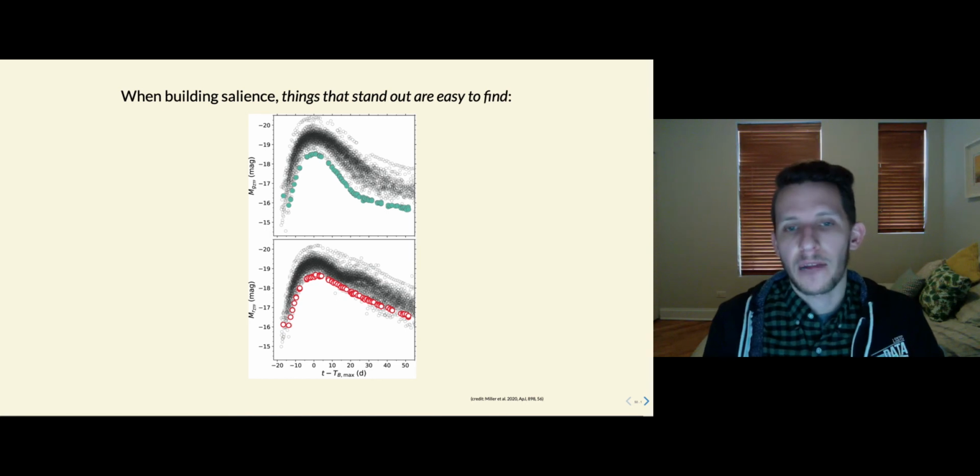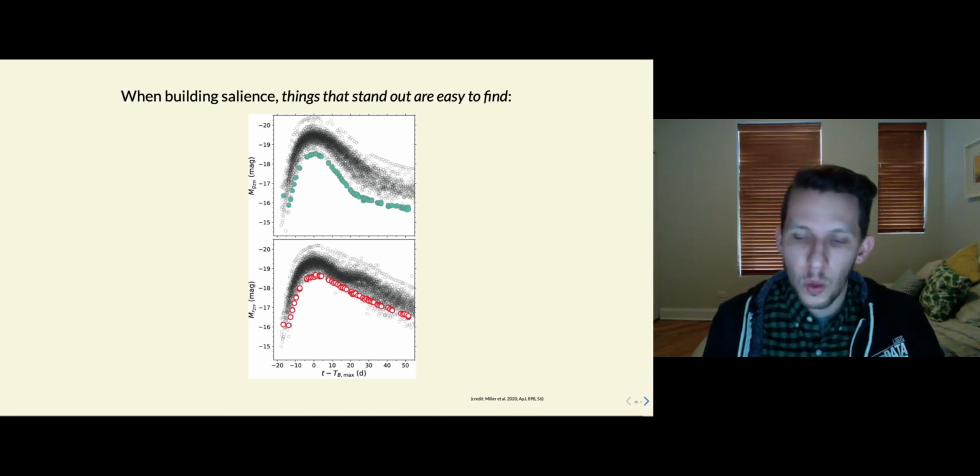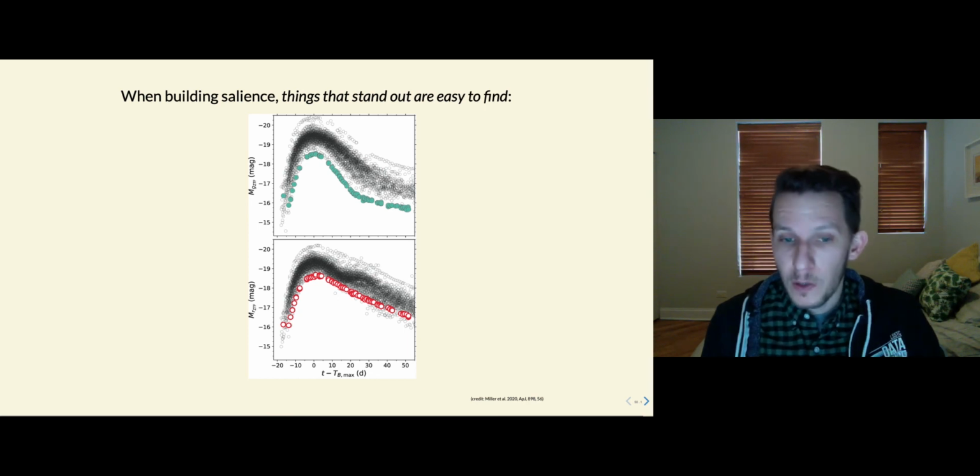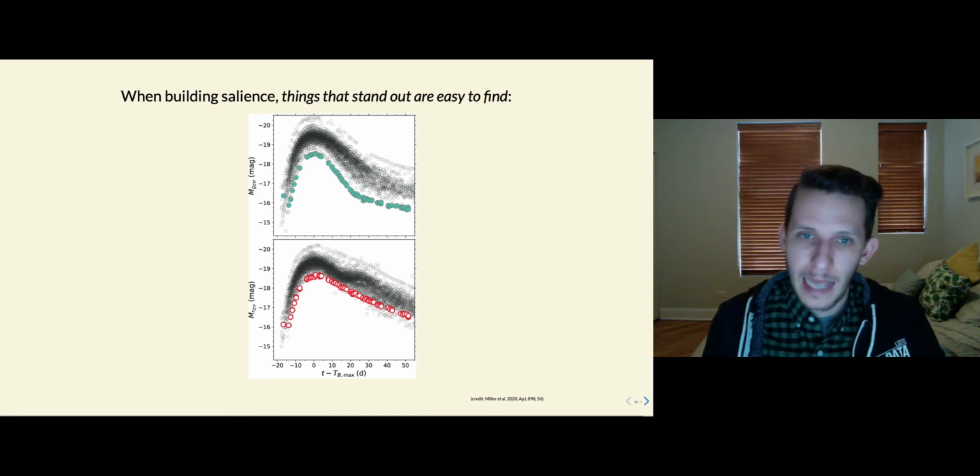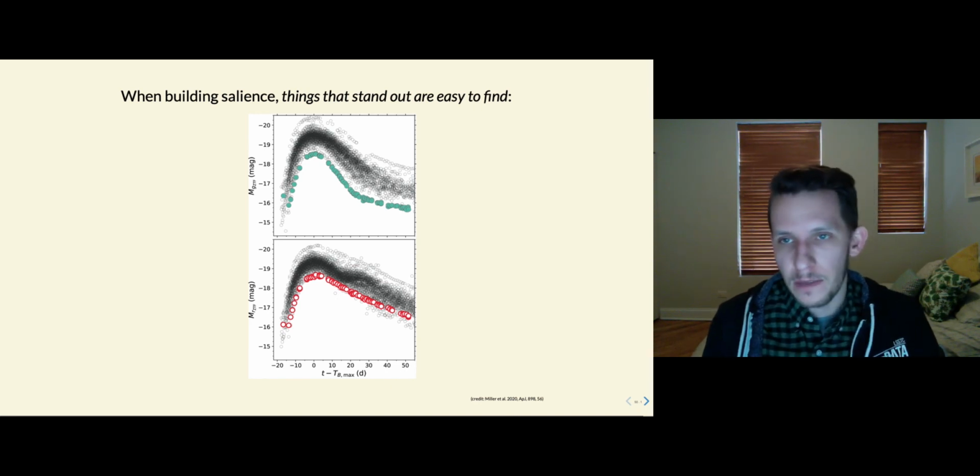You don't need to spend a lot of time looking at it to understand what is going on in this case. That is because the supernova that I care about and want to draw your attention to stands out, and it is very easy to find in the crowd. It is exceptionally salient.